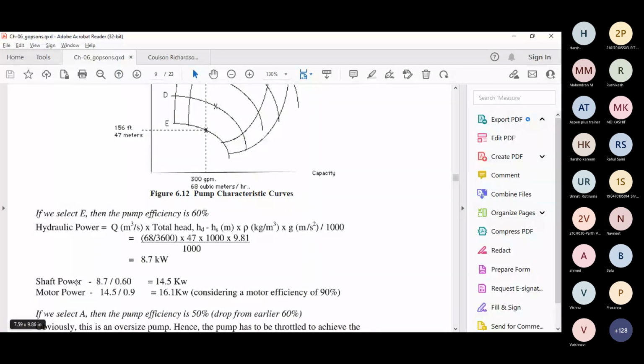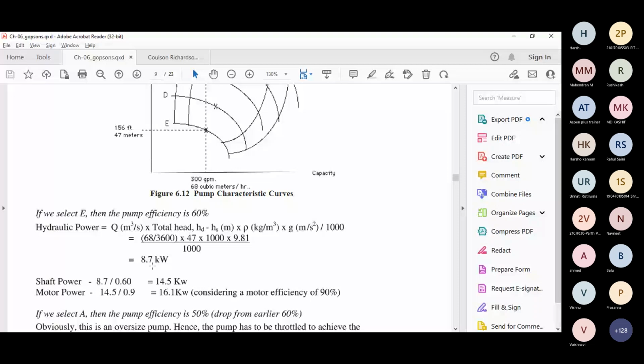And what is the power that I will have to supply to the pump? That is 8.7 divided by 0.6, because 60% is the efficiency. So if I'm giving 14.5 kilowatt of power to the pump, then 8.7 is the effective hydraulic work. The remaining 40% is the frictional losses. And my motor efficiency is 90%. So if I am supplying 16.1 kilowatt of power, then 14.5 will be going to the pump, and then 8.7 will be the hydraulic work.